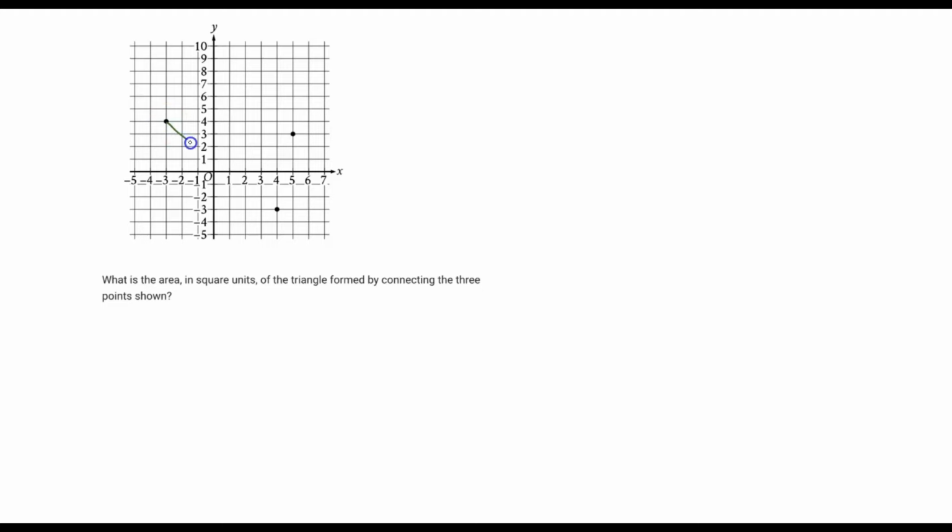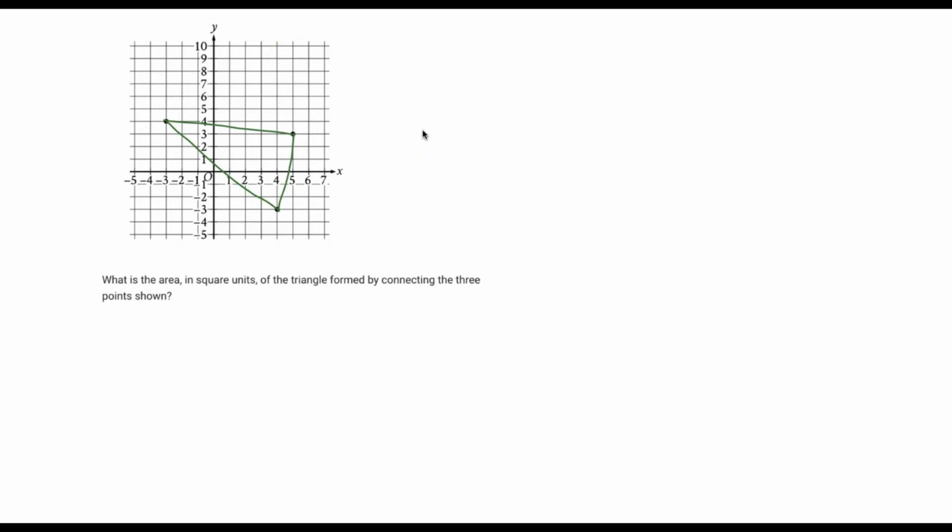So let's just connect these three points and we can see that it's going to make a triangle. And the thing you have to realize is we're not going to be calculating the distance between these points and then using base times height or whatever. So what we need to do here is actually use a strategy that is common on the geometry regions.